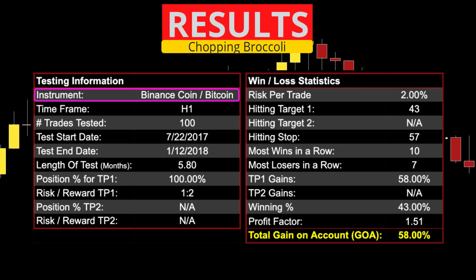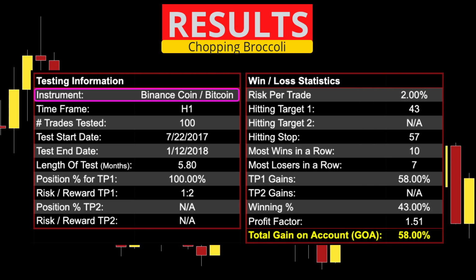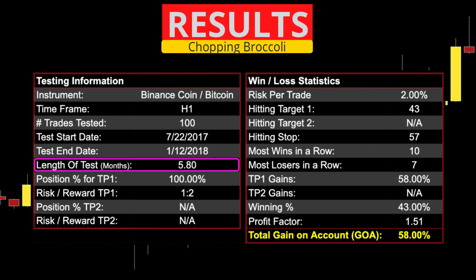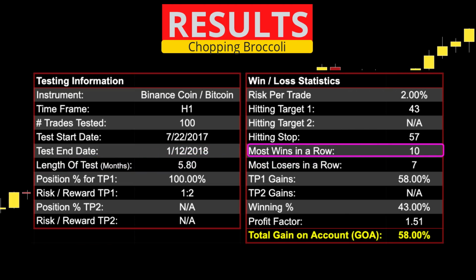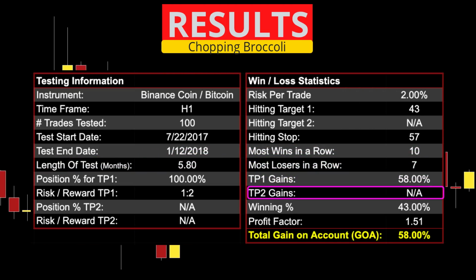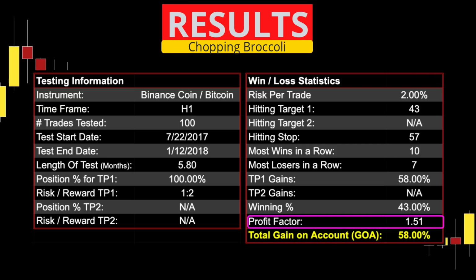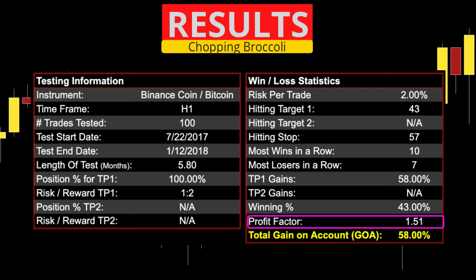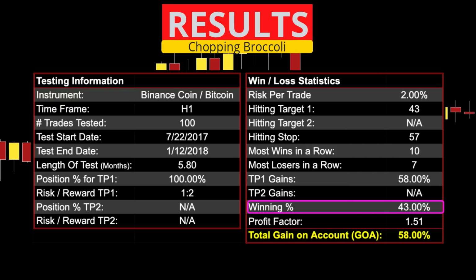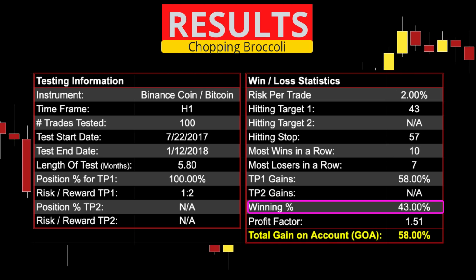This test was done on Binance Coin versus Bitcoin 1-hour candles. It took just short of 6 months to find the 100 setups. Most wins in a row was a phenomenal 10, but most consecutive losses wound up to be 7. This dataset provided for a respectable profit factor of 1.51. The win rate equated to 43%, which would be hard for an underdeveloped trading mind to process.